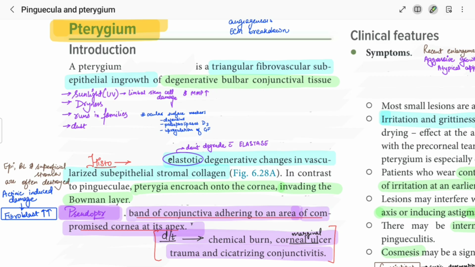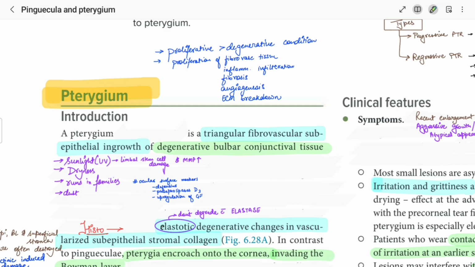The differential point is that, in contrast to pinguecula, the pterygium encroaches onto the cornea and invades the Bowman's layer. Pterygium is more of a proliferative disease than a degenerative condition. It is a fibrovascular subepithelial ingrowth. There's proliferation of fibrovascular tissue, inflammatory infiltration, fibrosis, angiogenesis, and extracellular matrix breakdown also.